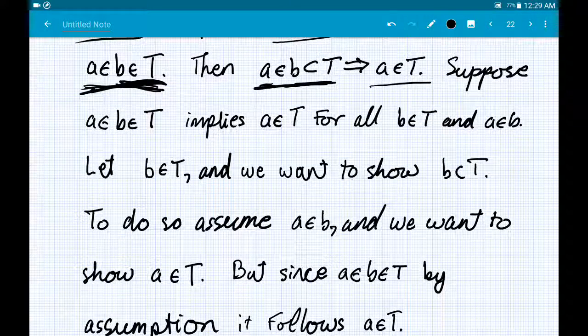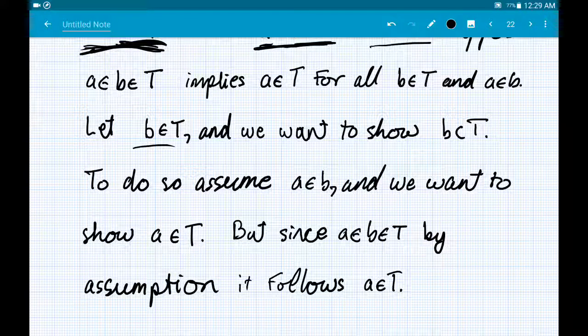Suppose that whenever B is an element of T and A is an element of B, then for all such elements, A is an element of T. Suppose that it has that property, we would like to then show that T is transitive. That is to say, if anything is an element, then it is a subset. Okay, so let's take an element B, and we want to show that it's a subset, where we are assuming that T has that conditional property.